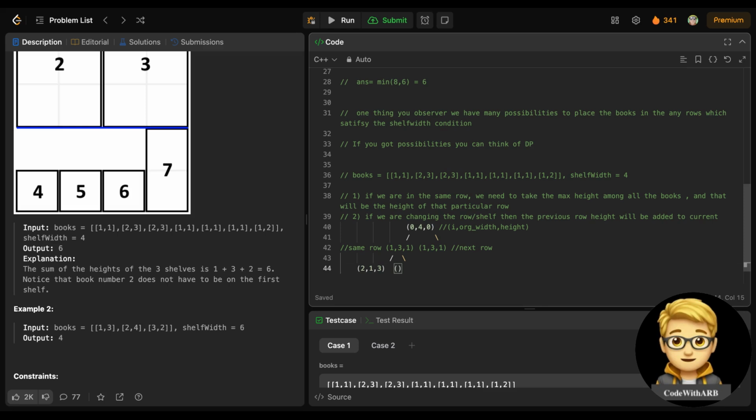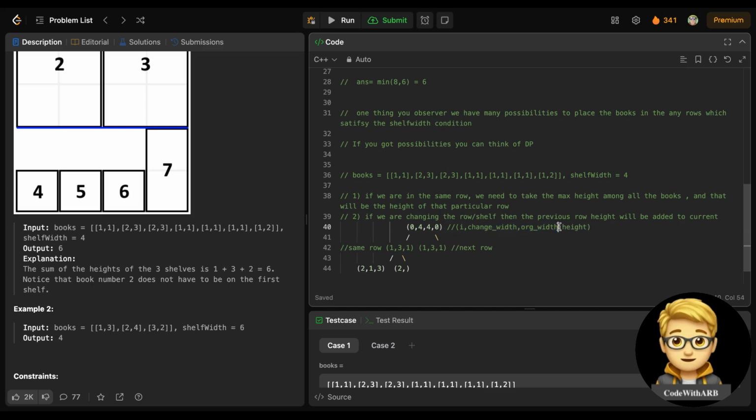Or I will place it at the next row. If you place it at the next row, this i will be changed to 2. Also, now we are placing it in the next row, so this 3 will not be the original width. Let me tell you for this: this is the original width, and this is the changed width, right?